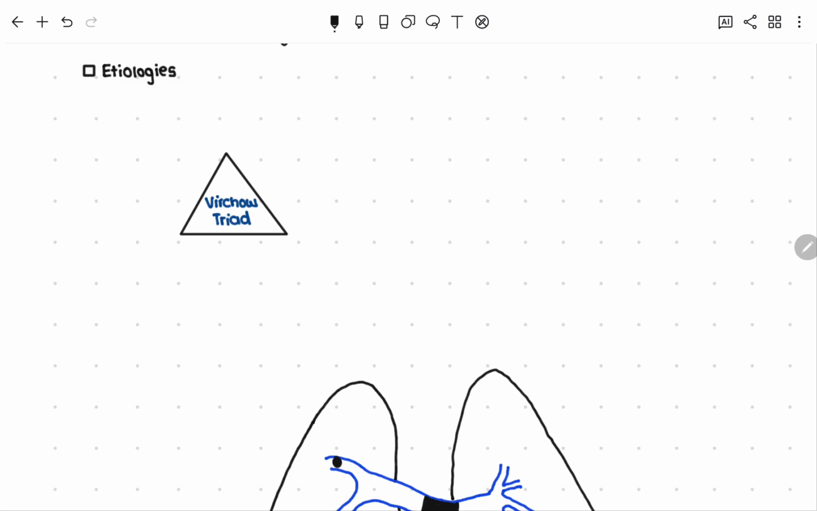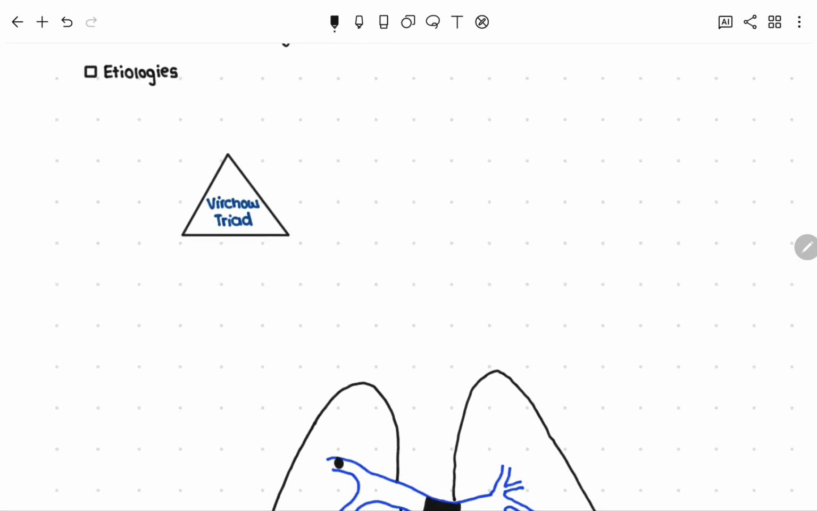Now, as far as etiologies are concerned with pulmonary embolism, it is the same as the causes of embolism at any other part of the body and any other blood vessel. So this is not something that's too different, and this was covered in the embolism section in general pathology. So a really quick overview.